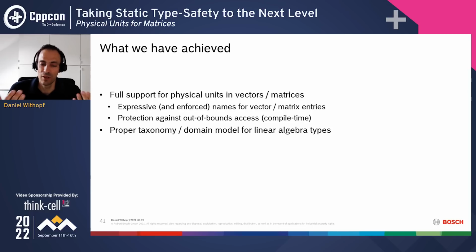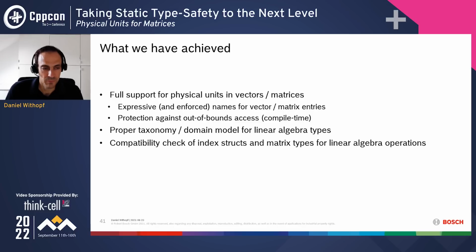So we've learned that there are covariance matrices, Jacobians, and in the library, there's also an encoding of which operations are actually meaningful and mathematically correct for these types. Furthermore, we have a compatibility check for index structs and matrix types for all linear algebra operations, and even a bit more than just the index struct check. As I mentioned, we're doing a lot more checks.